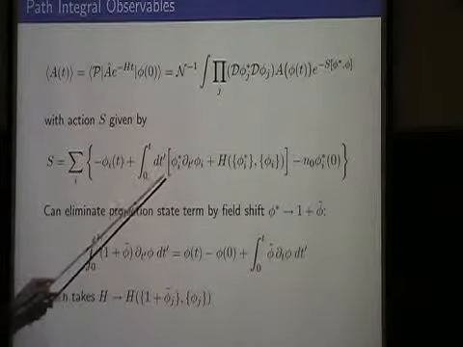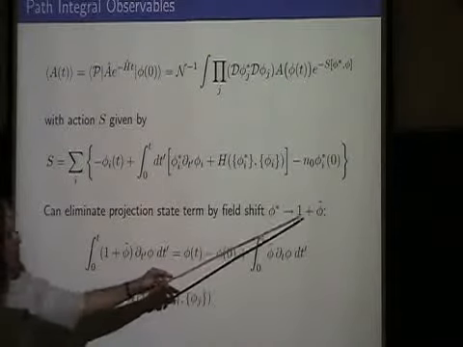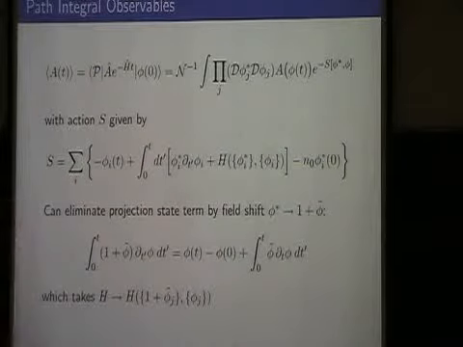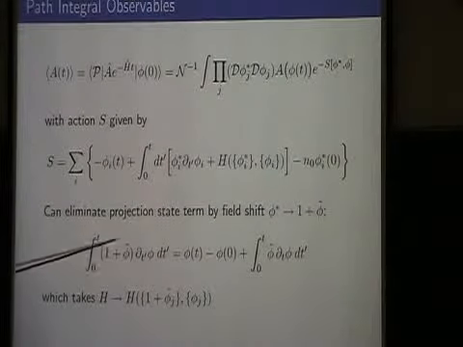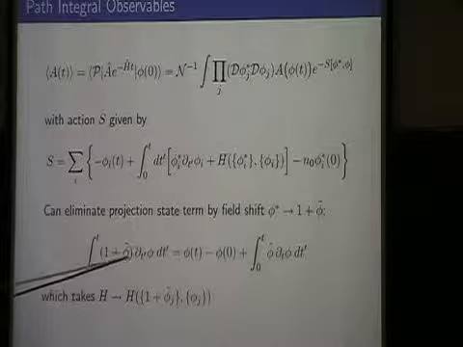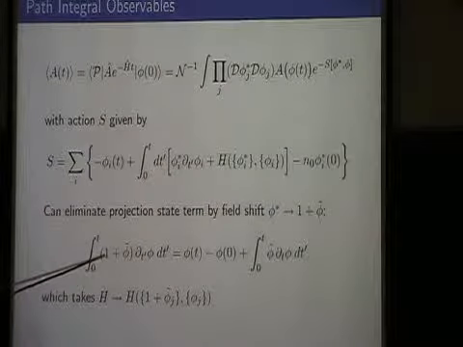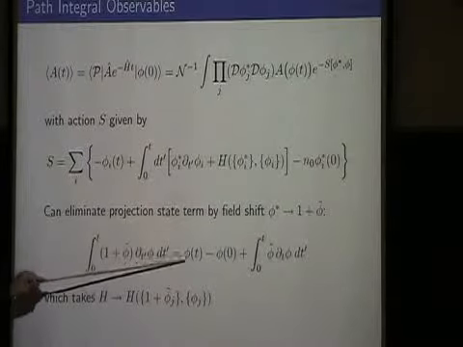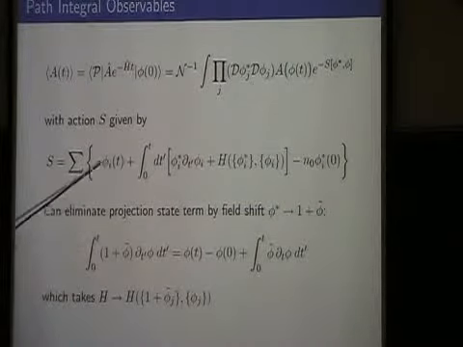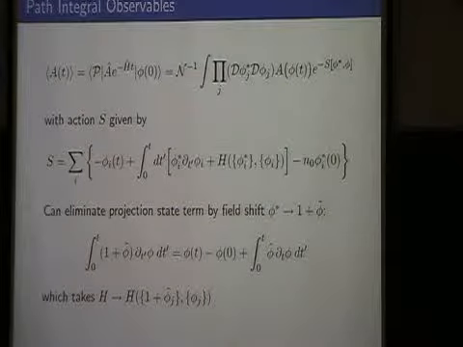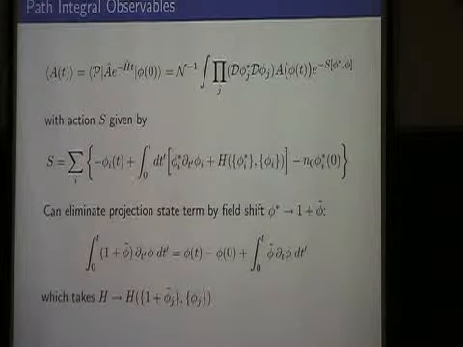But a nice thing happens if you do a field shift. So we're going to trade phi star for 1 plus phi tilde. And the magic happens in this term. So here's phi star. So one term looks just like what I had before, which is phi tilde. The first one is just an integral of a derivative, so it gives me phi of t minus phi of 0. And notice this phi of t is exactly what I need to cancel that. The field shift gets rid of your projection state for you.